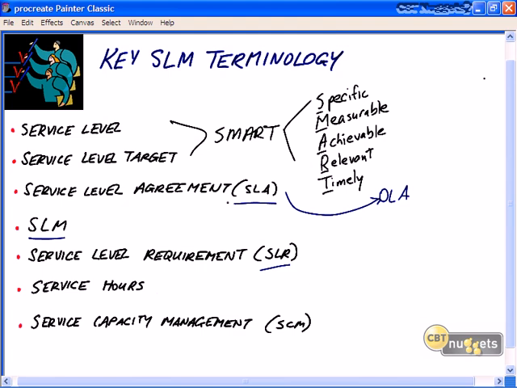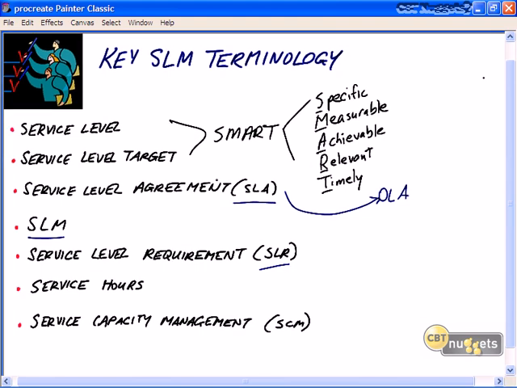That would be a good example of a service level requirement. Next, we have what's called a service hour. A service hour is an agreed upon time period. This is the period when an IT service, a particular IT service, should be available. For example, Monday through Friday, 8 to 5 or 8 to 6, except public holidays.